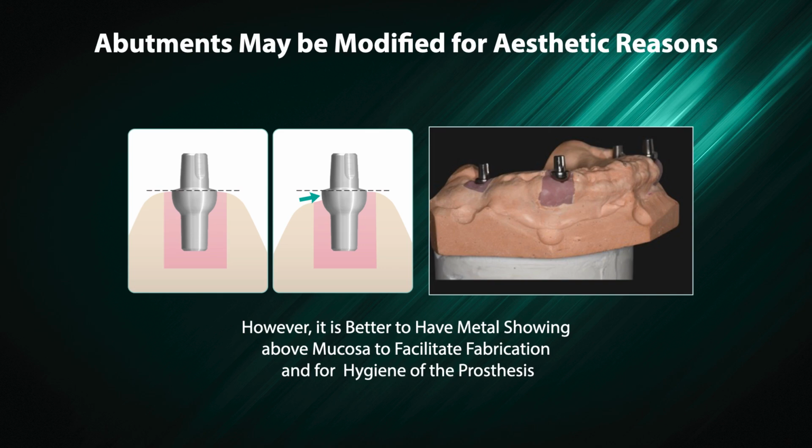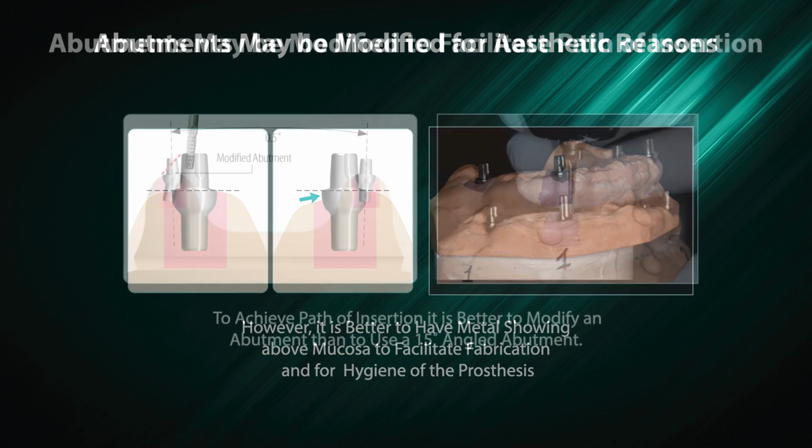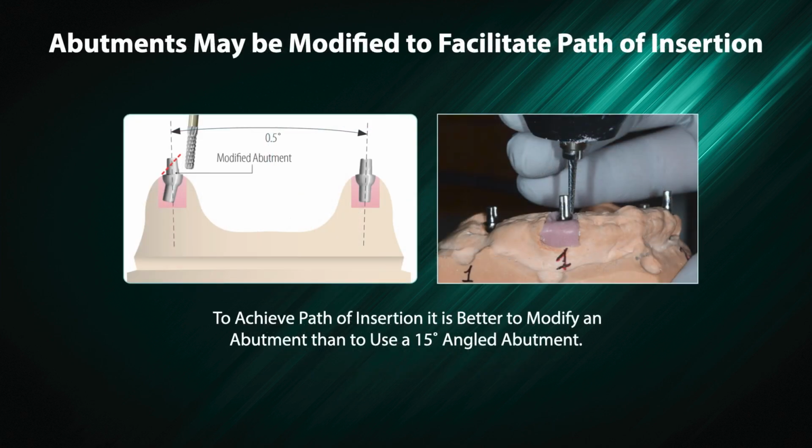Abutments may be modified for aesthetic reasons. However, it is better to have metal showing above the mucosa to facilitate fabrication and for hygiene of the prosthesis. Abutments may be modified to facilitate path of insertion. To achieve path of insertion, it is better to modify an abutment than to use a 15-degree angled abutment.